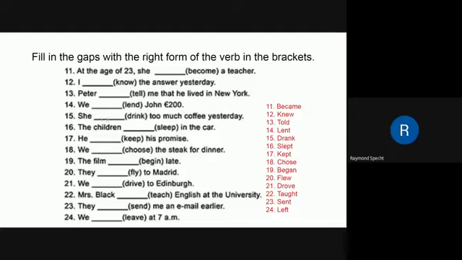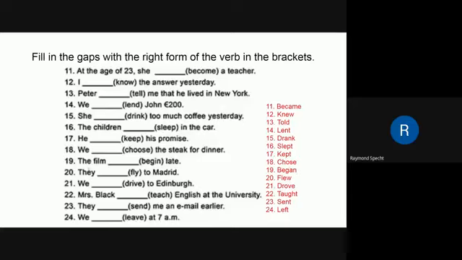She blank too much coffee yesterday. Drank. The children blank in the car. Slept. He blank his promise. Kept. We blank the steak for dinner. Chose. The film blank late. Began.